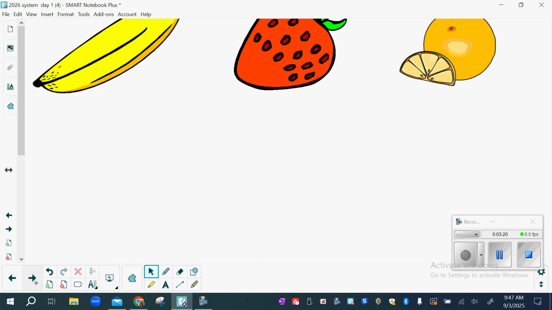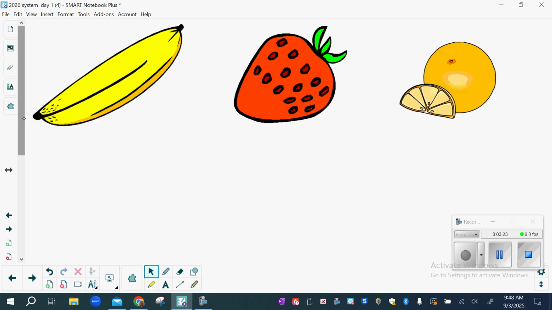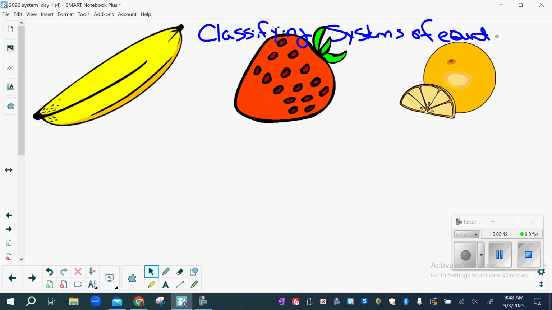So the first thing I want you to do, please on your paper, draw a banana, a strawberry, and an orange across your paper, across the top. And you can label it classifying systems of equations. And I don't know if you're going to like this better or not because it's not really math. It's vocab. It's just vocab. Classifying systems of equations. And that means we've got 2 equations floating out there.